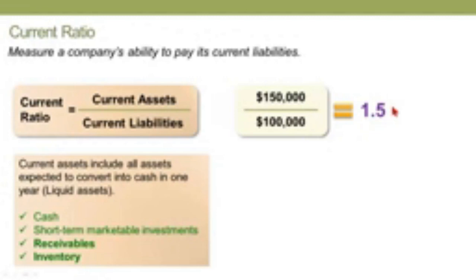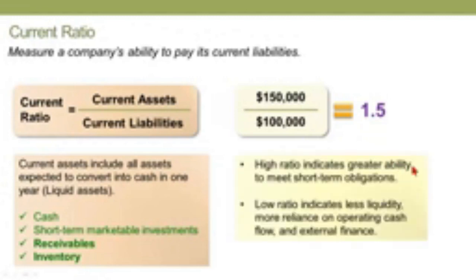You'll notice it's pretty much unitless, and a high ratio would indicate greater ability to meet short-term obligations. A low ratio indicates less liquidity. And keep in mind that this ratio is making an assumption that receivables and inventory can be converted into cash, and that might be a dubious assumption.